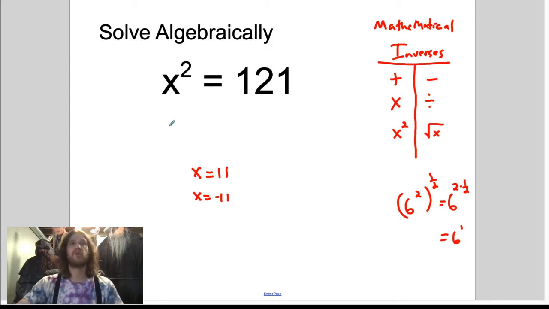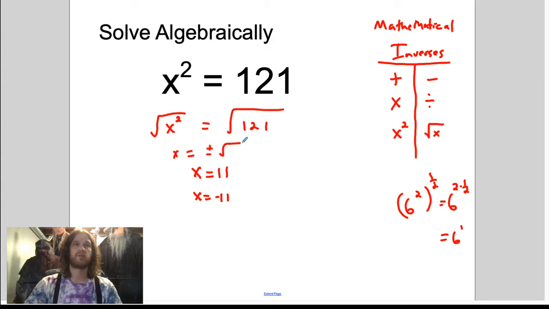So this is how you should show your work here. Since we have a square, we take the square root of both sides of the equation, like so. What you end up with is x is equal to plus or minus whatever the square root of 121 is. So it's the positive 11 and negative 11. We have 2 solutions. Cool.